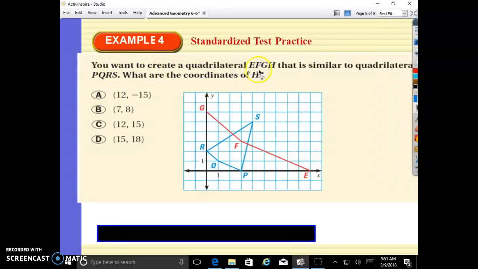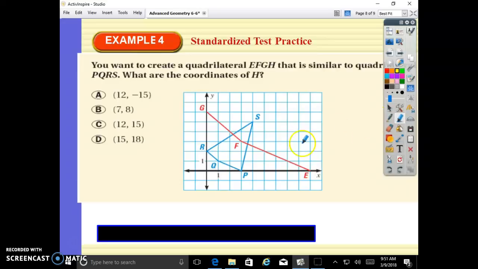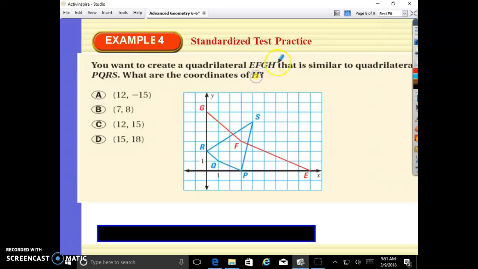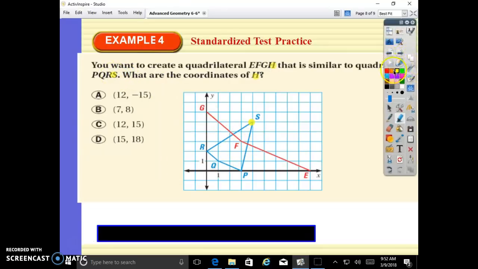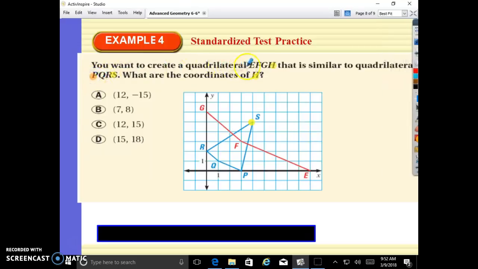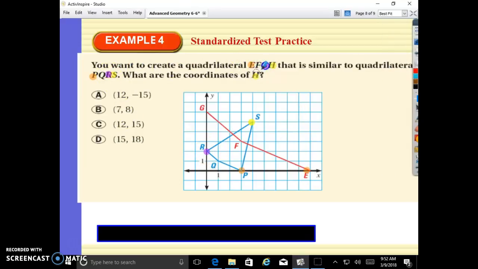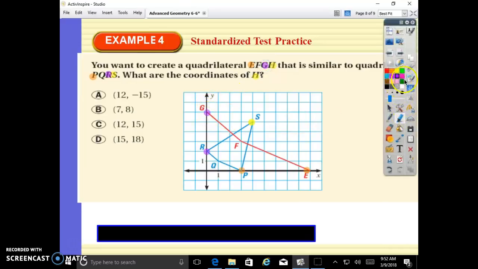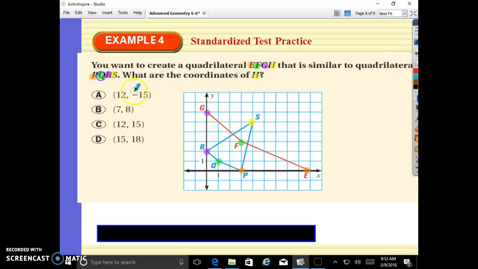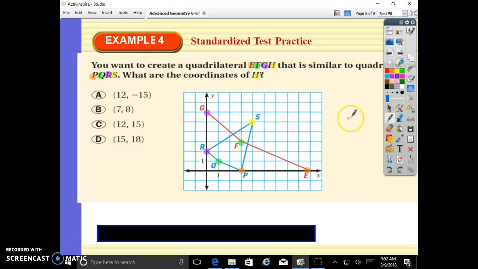You want to create a quadrilateral EFGH that is similar to quadrilateral PQRS. What are the coordinates of H? So, H goes with S. P and E go together. R goes with G. And F goes with Q. All right, because they're listed in corresponding positions.